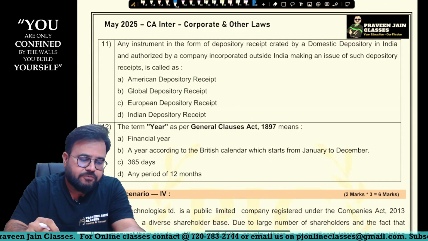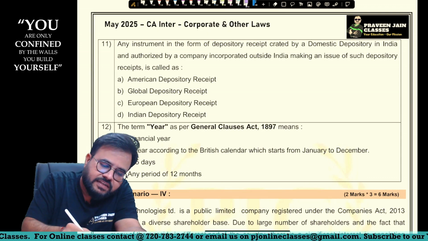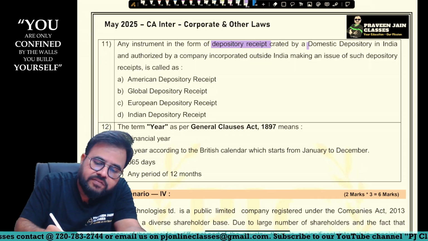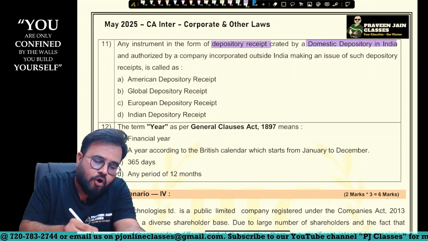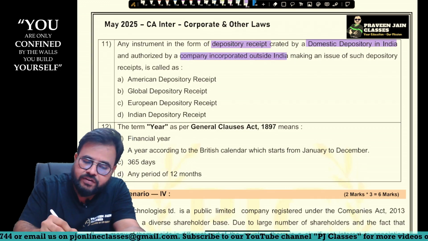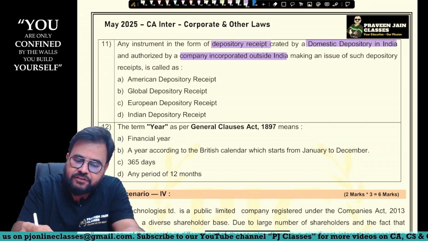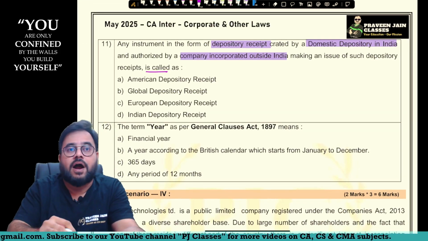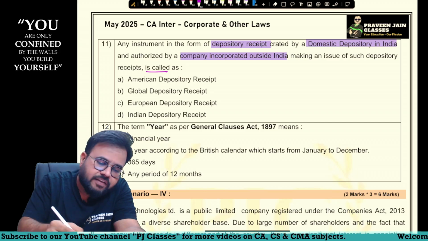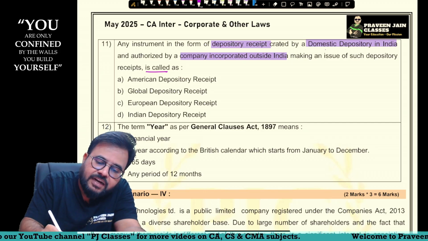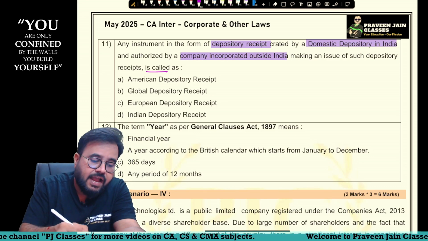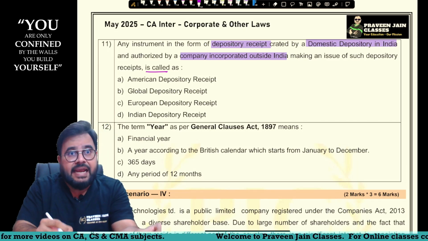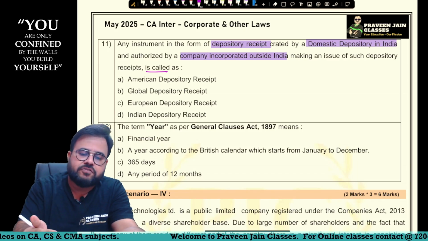11th MCQ, sir. An instrument in the form of a depository receipt, created by a domestic depository in India and authorized by a company incorporated outside India, making an issue of such depository receipt, is called as. For this we have to understand the provision, sir. The depository receipt is created by a domestic depository in India and authorized by a company incorporated outside India. Then obviously they are in India, so obviously it is Indian depository receipts.